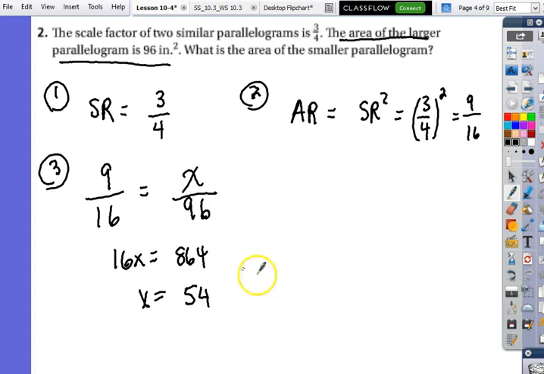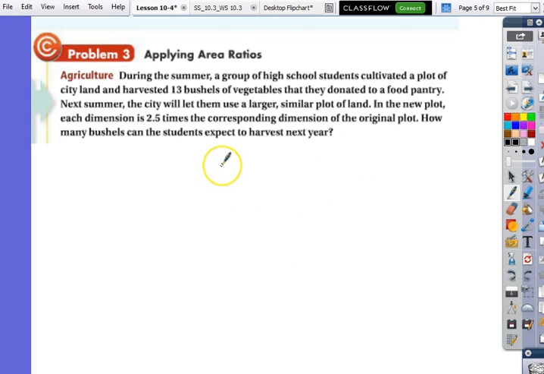All right, so that's the answer. 54 square inches was the smaller area. So, some steps that you have to remember, but not really a complicated process. All right, let's see what happens when we turn it into a word problem.